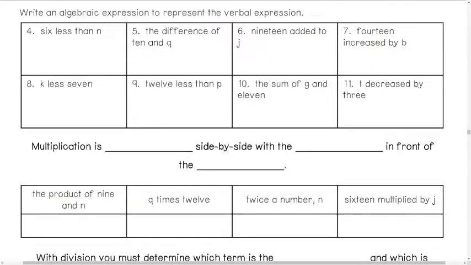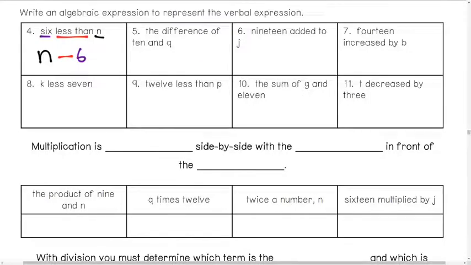Right, so it says here, write an algebraic expression to represent the verbal expression 6 less than n. Notice it doesn't say 6 is less than, it just says 6 less than. So we take whatever it is and get 6 less. To show 6 less, I have to go ahead and say subtract 6. And then I just put my variable, n.